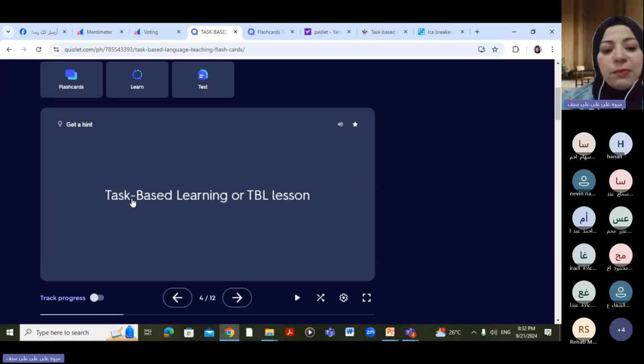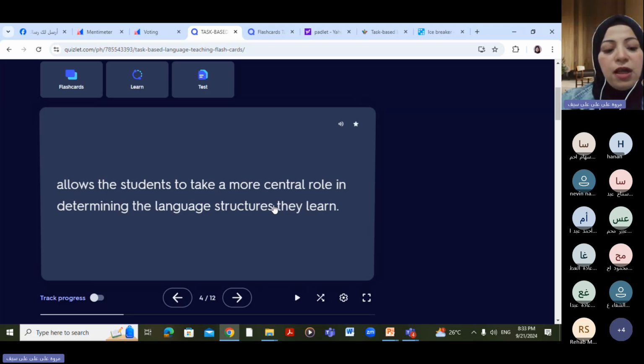Okay, and the task-based learning or the TBL lesson, as they refer to it, allows the students to take a more central role. So they get involved, engaged. It's a learner-centered approach, by the way, okay? In determining the language structures they learn. Through the tasks, they determine the language structure they learn, okay?